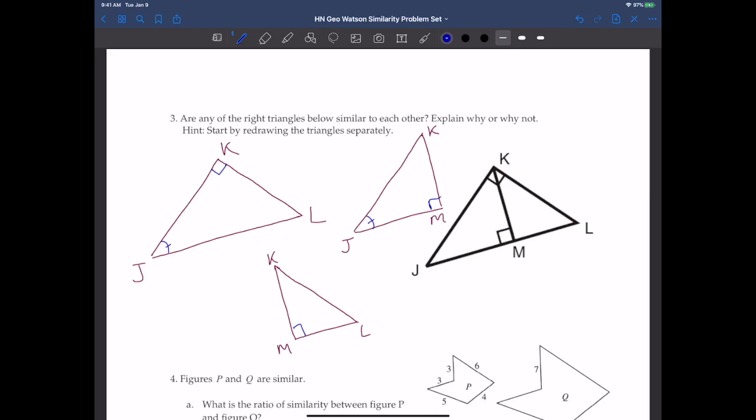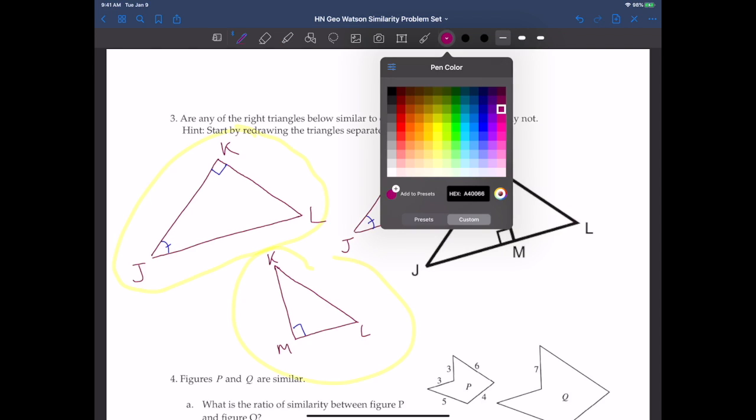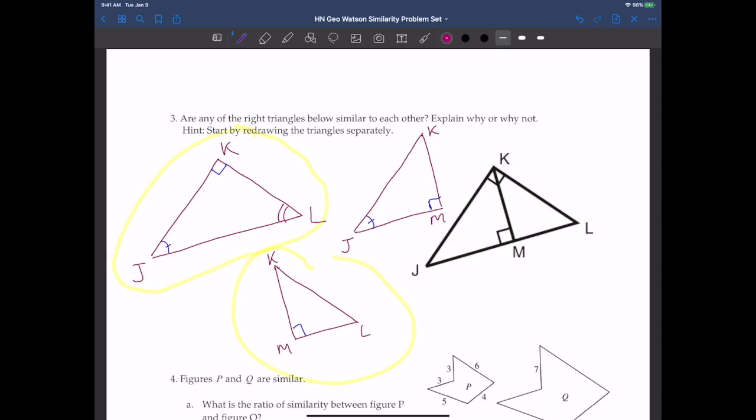So I know that triangle JKL is similar to triangle JMK by angle-angle similarity, and you need to write that out. In your explanation, you can say triangle JKL is similar to triangle JMK. But now let's look at the third triangle. Triangle JKL and triangle KML share angle L. So we know that triangle KML is similar to triangle JKL by angle-angle similarity.